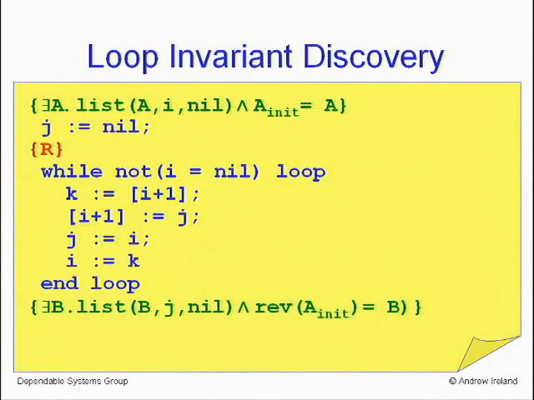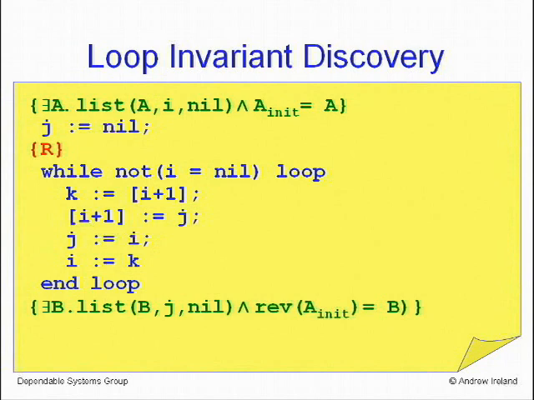Okay, so the second example is an iterative example. So going from recursion to iteration, we're reversing a list here. So the specification at the top, we have a list again, with head pointer I, content A. We give the content A a name, A init, the initial value of A. And at the very end of the computation, at the end of the loop, we've got another list pointed to by J with content B, such that B is equal to the reverse of A init.